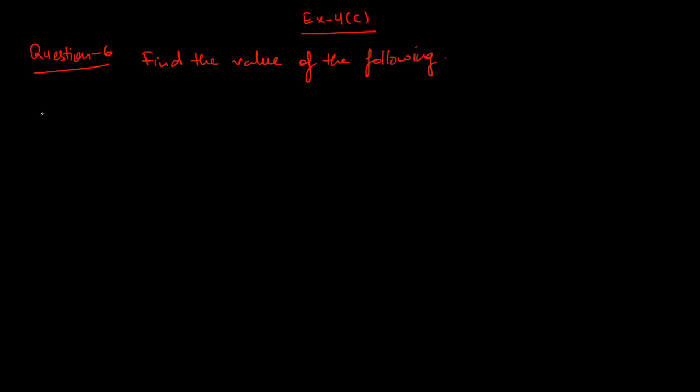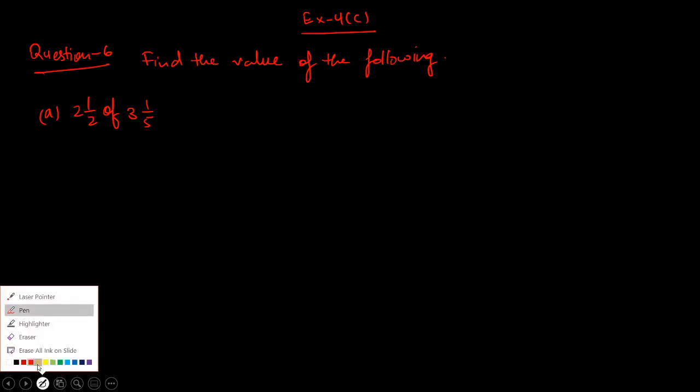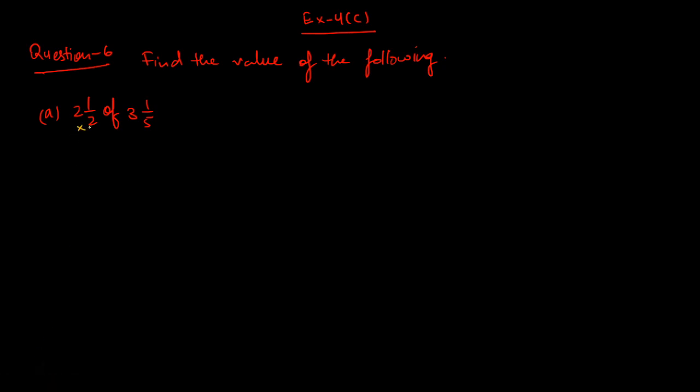Now part A says 2 whole 1 upon 2 of 3 whole 1 upon 5. Okay, now students, you must know that first we have to convert these mixed fractions into improper. So 2 2s are 4, 4 plus 1 is 5, 5 upon 2. Of means multiply, 3 5s are 15, 15 plus 1 is 16, so 16 upon 5.